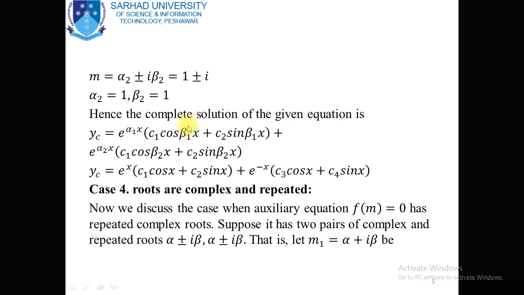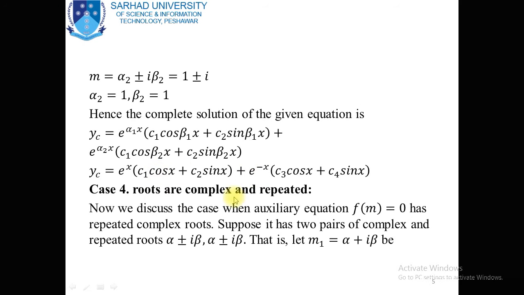Putting the values of alpha 1, beta 1 and alpha 2, beta 2, we obtain the whole complementary solution: e power alpha x into c1 cos beta x plus c2 sin beta x, but beta 1 is equal to 1, and so this is e power minus x into c3 cos beta x plus c4 sin beta x. First we put alpha 1 equal to minus 1 and beta 1 equal to 1, and then alpha 2 is 1 and beta 2 is also 1. So this is the whole complementary solution.